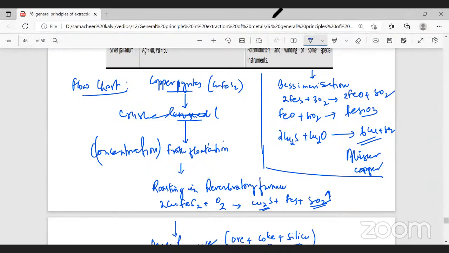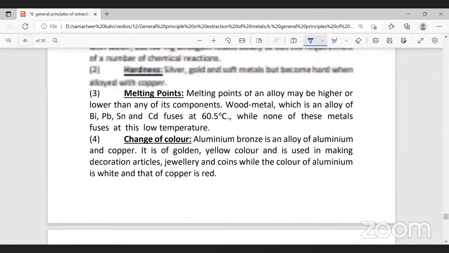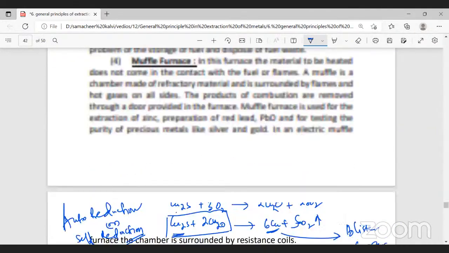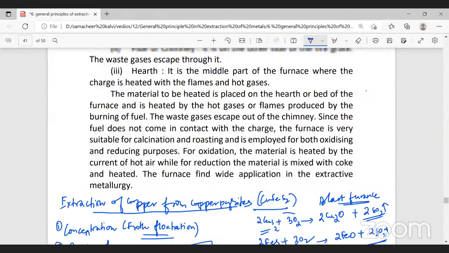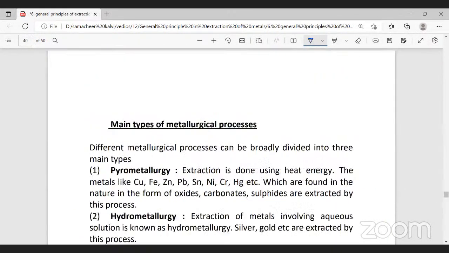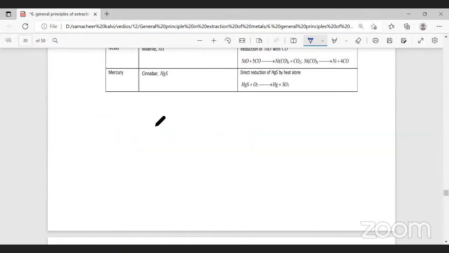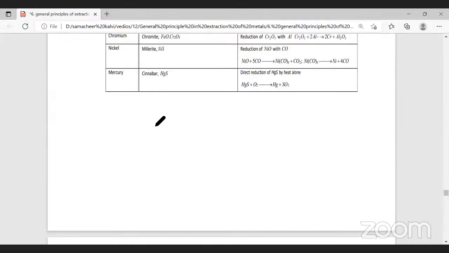Yes, sir. Now we will have to learn another two extractions. The other two extractions are very simple. We will learn the other two extractions and then we will continue with the topic of the chapter. Now, the next one is extraction of zinc.